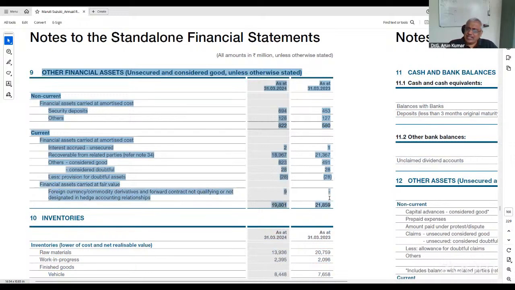Sir, can I get even more granular details than this? Yes, you can get more granular details on this. There is no harm. You can get even more granular details.